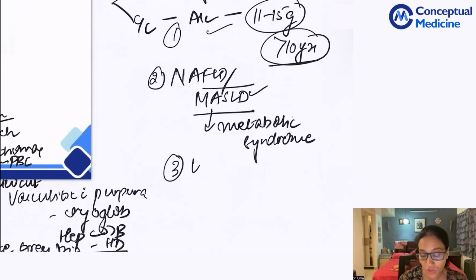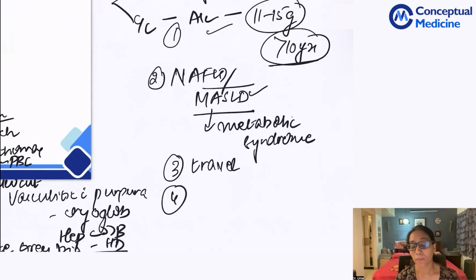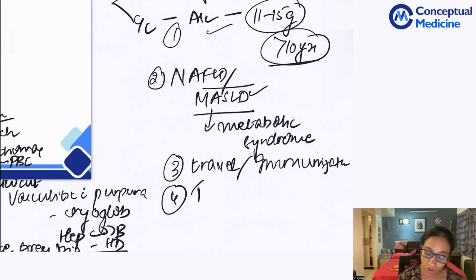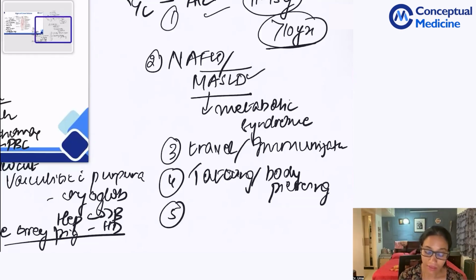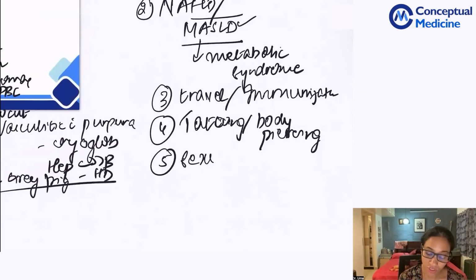Third important history is travel history. Travel history is also very relevant, especially to endemic areas where hepatitis B is present. Travel and immunization. Presence of tattooing in the body or body piercing. Any part of the body which is being pierced. Then sexual history of the patient is also very important, especially if they have multiple sexual partners, men who have sex with men.